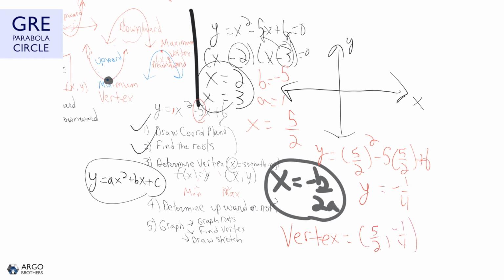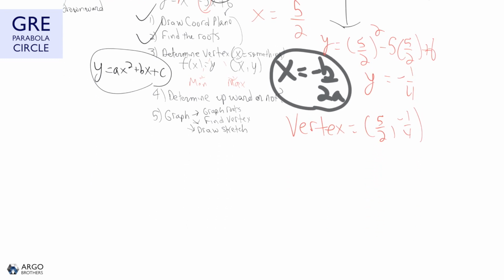Okay, so let me write this somewhere, all the things that we have. We have the roots. The roots are x equals 3 and x equals 2. The vertex is 5 over 2 and negative 1 over 4. And now what is the next step?